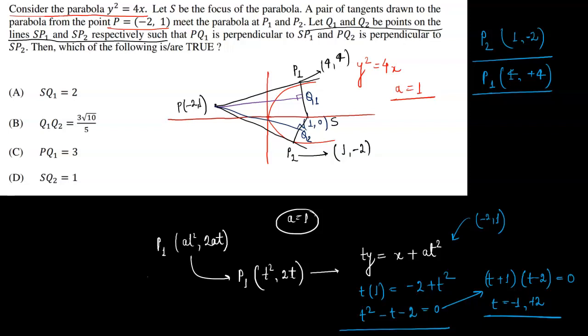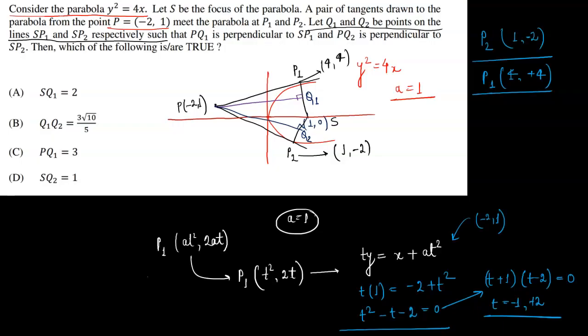Okay, so what I will be doing here: we know that SP2 is the line to which PQ2 is perpendicular, and PQ2 passes through (-2, 1). So I will be writing the equation of SP2 and then writing the equation of PQ2 and then finding the intersection point.